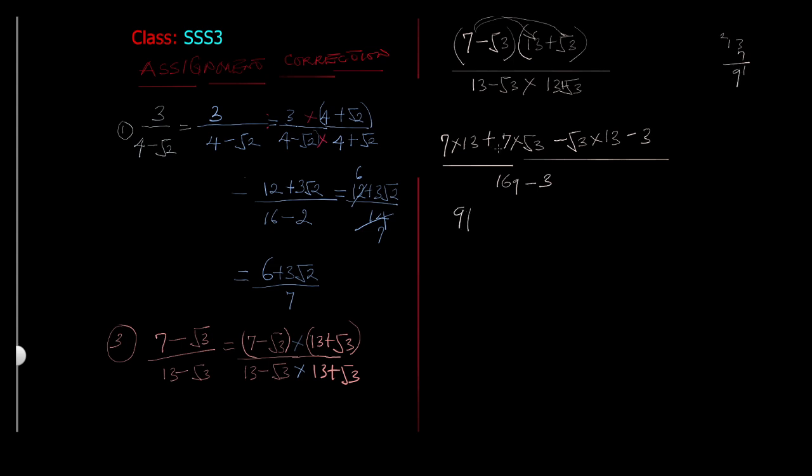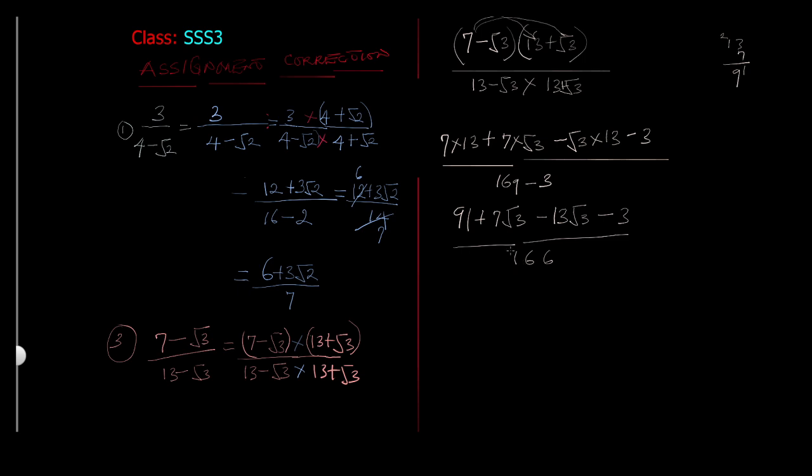We now move to this other place. 7 times square root of 3, that will be plus 7 root 3. We now move to this other one. Minus, now this will be 13 root 3. The square root sign should come after the number. Minus 3. We subtract this from the denominator here, and that will become 166. That's 166. Okay.